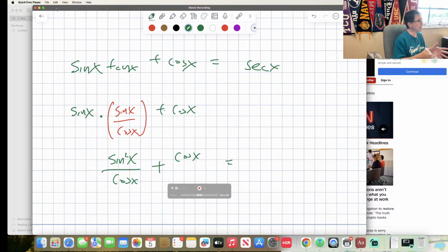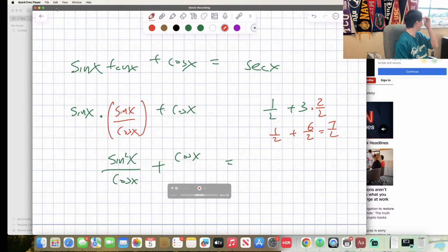Now, can these two things add together? Can sine square of x over cosine of x and cosine of x come together? No, not right now. But can you do something so they can combine? If you have, say, 1/2 plus 3, how do you add them? Common denominator. I multiply the 3 by 2 over 2, right? So this is 1/2 plus 6 over 2, which is equal to 7 over 2. Now I have a common denominator, I can add the numerators.